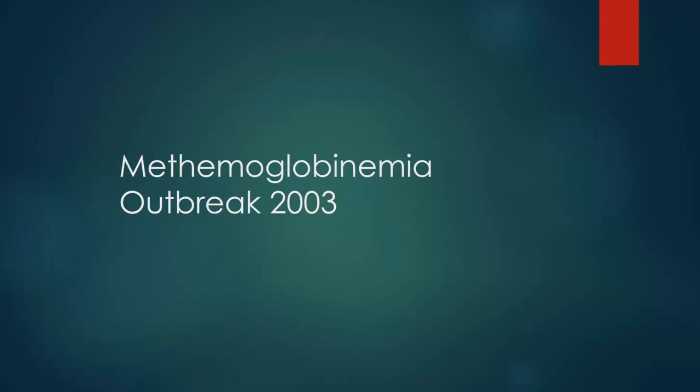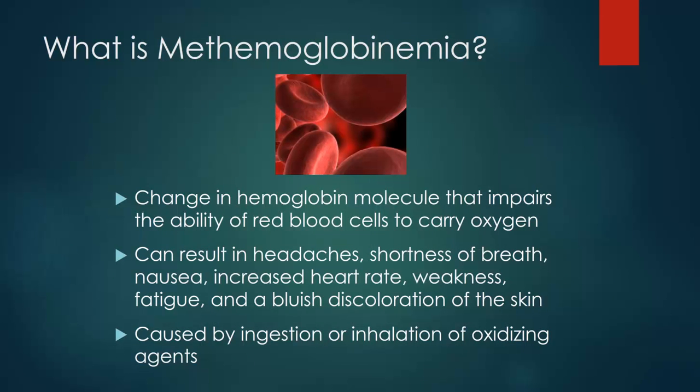Now let's turn to an outbreak of methemoglobinemia that occurred in Iowa in 2003. Methemoglobinemia is a change in the hemoglobin molecule of red blood cells that impairs the ability of the red blood cell to carry oxygen. The illness can result in headaches, shortness of breath, nausea, increased heart rate, weakness, fatigue, and cyanosis. Methemoglobinemia is most commonly caused by ingestion or inhalation of oxidizing agents, such as nitrates or nitrites.